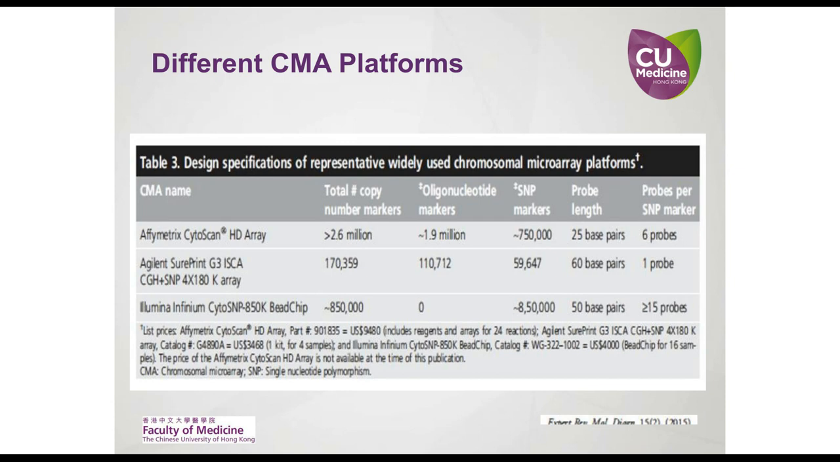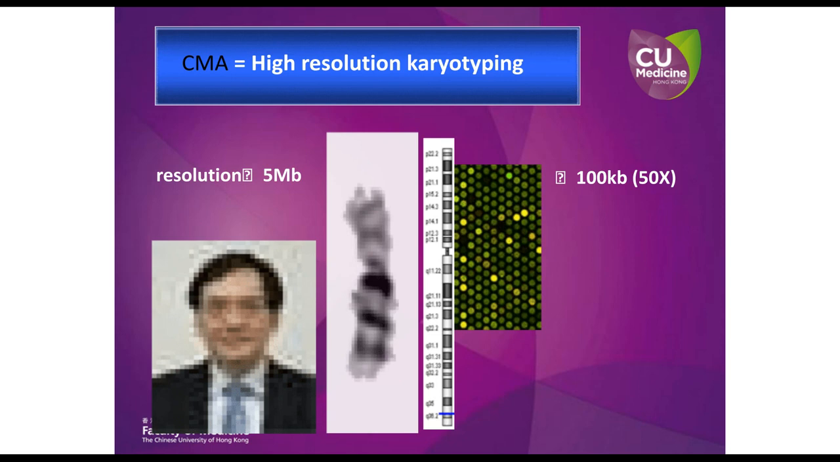We need to know the resolution of the array, then we know how good they are able to detect the smaller size of copy number variants they can do. I'm going to explain this a little bit more later. Okay, so to make it simple, the most important key message for microarray or CMA is that it's equal to a high resolution karyotyping. What does it mean? Nowadays we know that the best resolution for karyotyping is usually referred to a resolution of 5 million base pair or more. That means karyotyping cannot detect any deletion or duplication that is smaller than 5 million base pair.